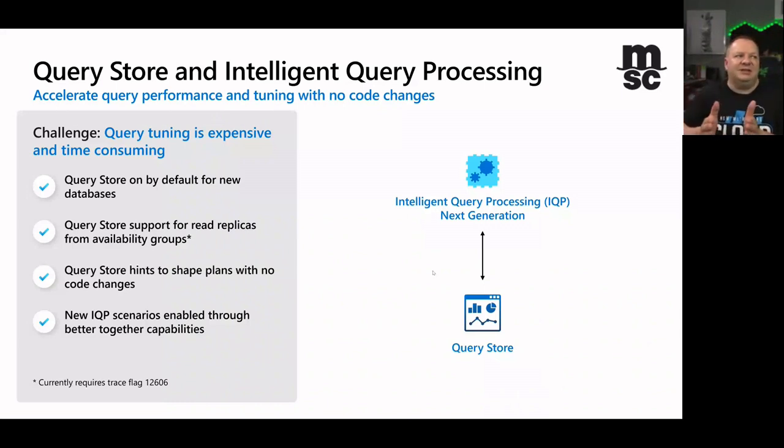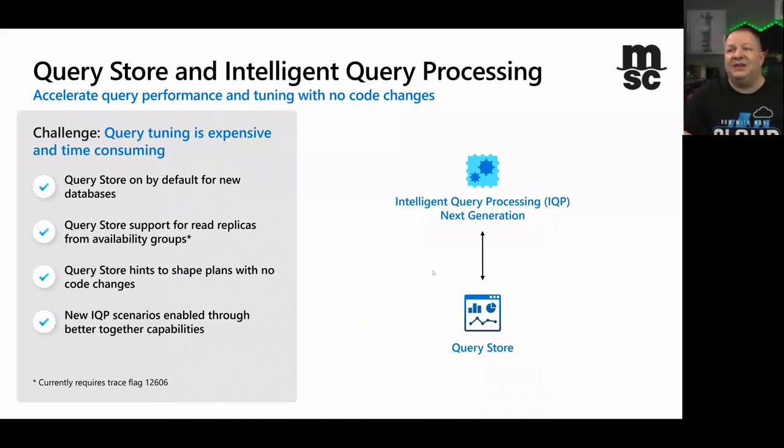So the query store is going to be turned on by default now for new databases. I think it was still in preview, but if you're using availability groups for offloading your readable queries to read replicas, you could even have query store against those readable queries and support that information as well. That was also introduced in this latest release.